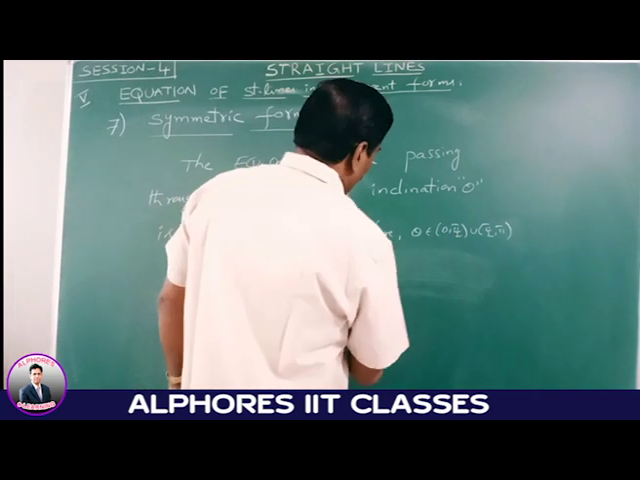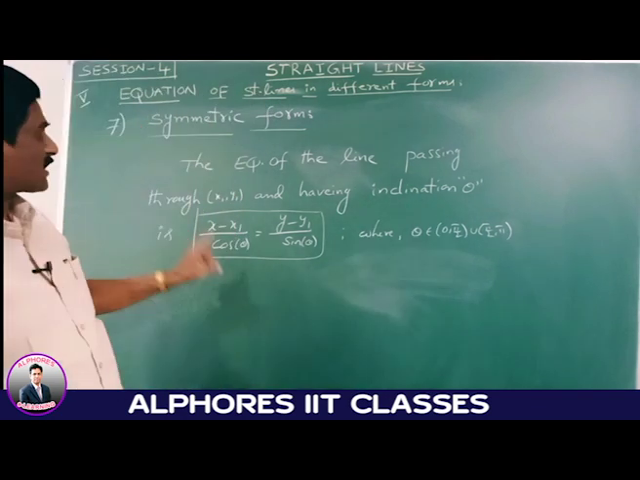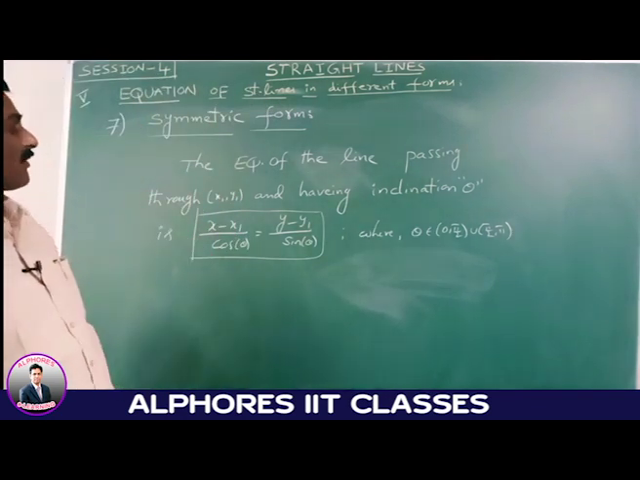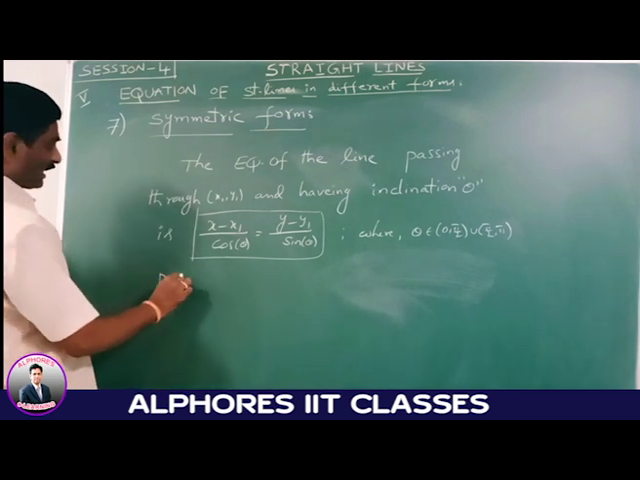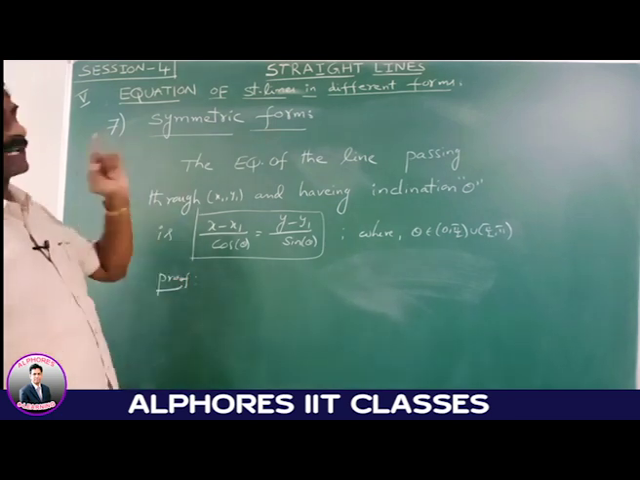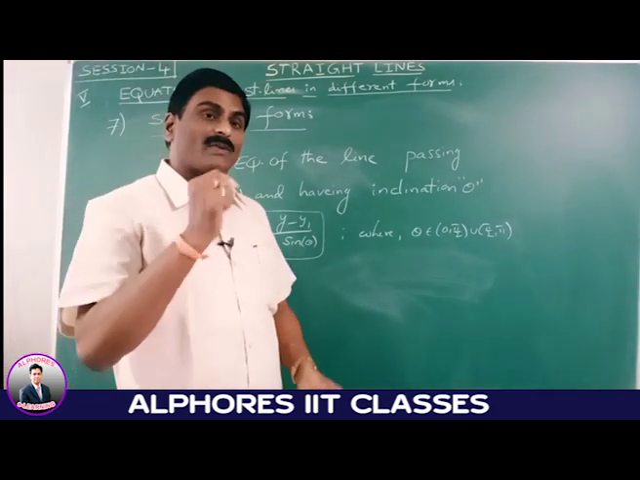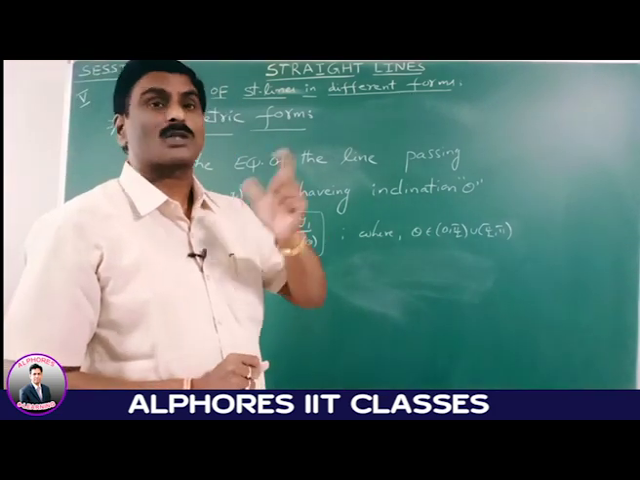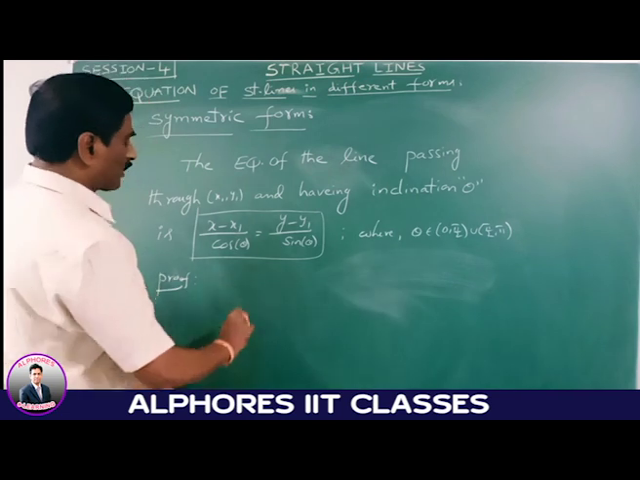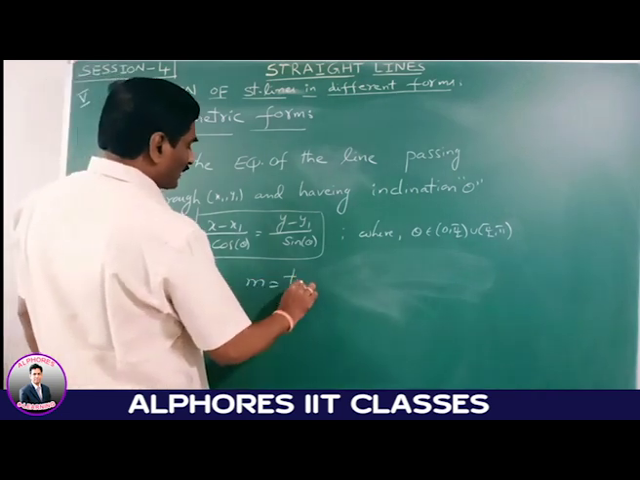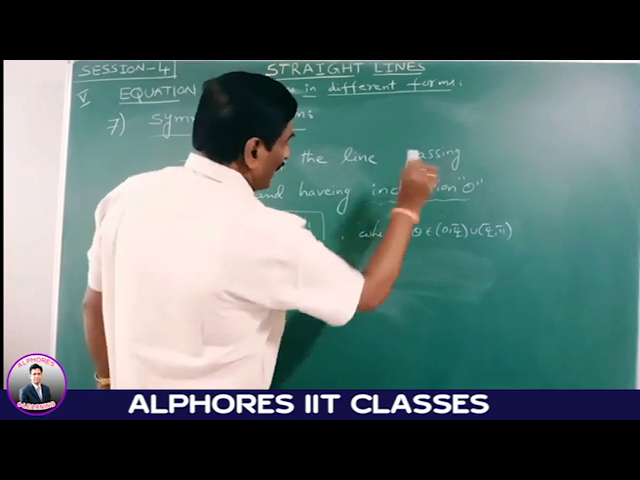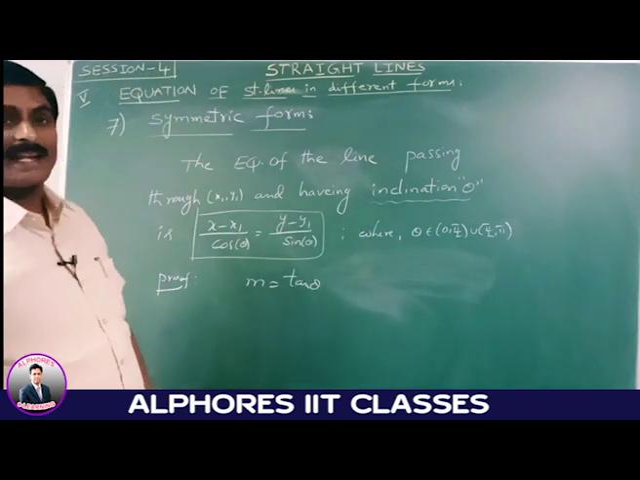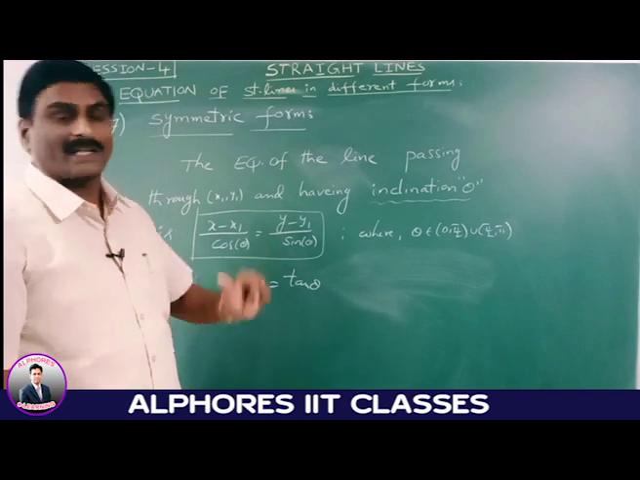The symmetric form of the line is (x minus x1) by cos theta equal to (y minus y1) by sin theta. Here, what is the inclination of the line? Theta is the inclination of the line. If the angle of inclination is given, what is the slope of the line? Slope m is equal to tan theta. Here theta is the angle of inclination of the line. Therefore, slope of the line is m equal to tan theta.